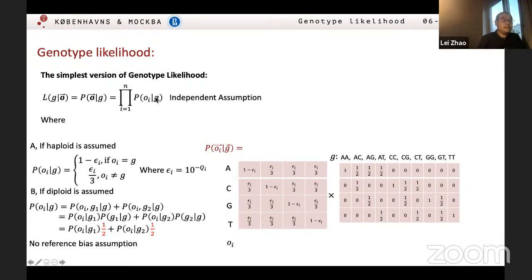Based on their calculation, they assume that each of the reads piled up along this site is independent. So if we observe A, C, G, T at a specific site, we can just multiply all this probability or likelihood together. O_i here just means a single base call or a single base read. So O_i can be A, C, G, or T, whichever you observed for each single base read.